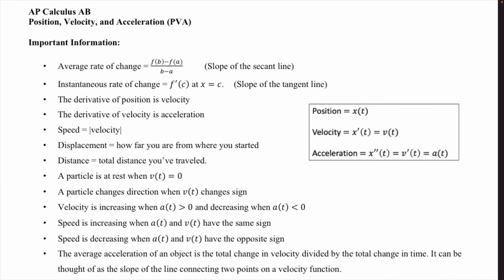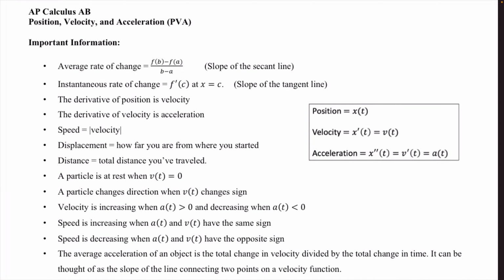Back where you started. Distance is total distance traveled. So you would add up how far I drove that way, how far I drove back. It'd be a grand total. That's the difference between displacement and distance. If I take 2 steps forward and then 2 steps back, displacement is 0, but distance is 4 steps. When a particle is at rest, it's not moving, its velocity is 0. They're going to ask you, when is the particle at rest? That means when velocity is 0.